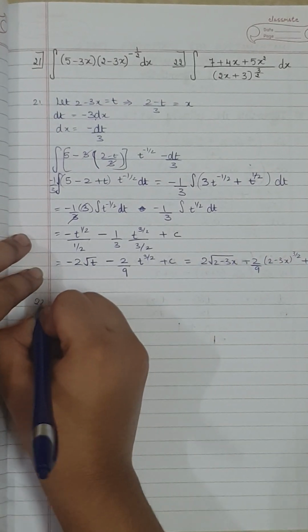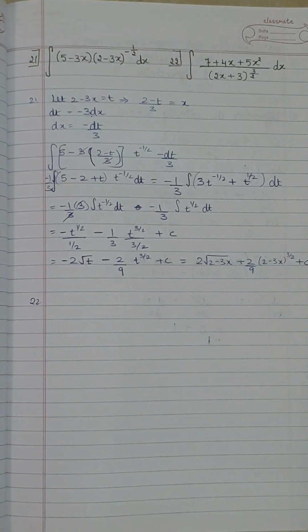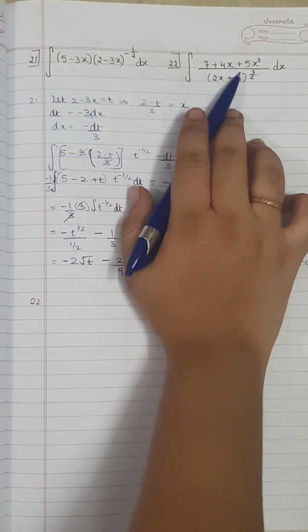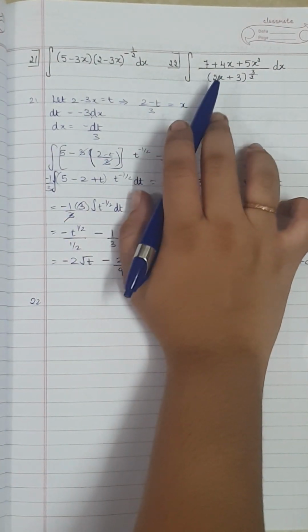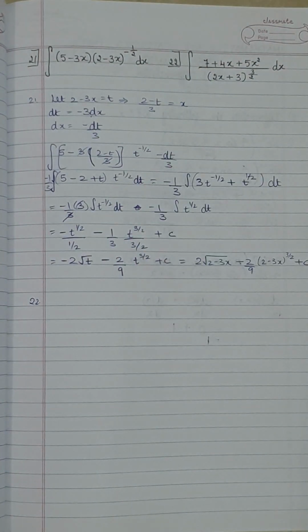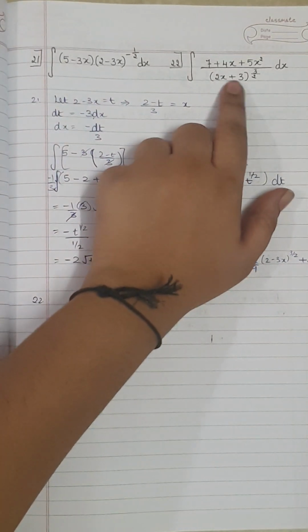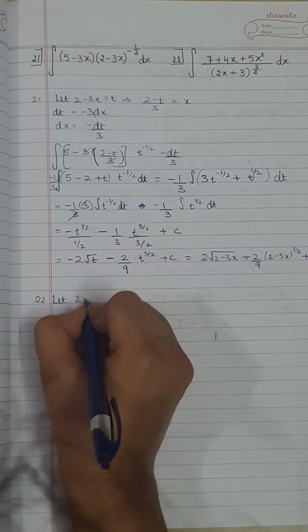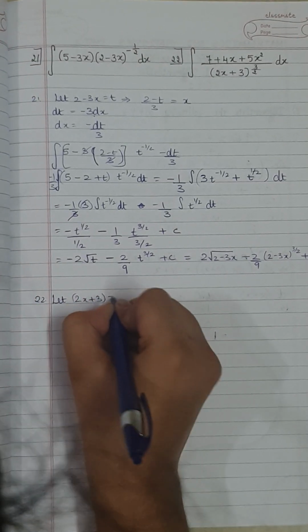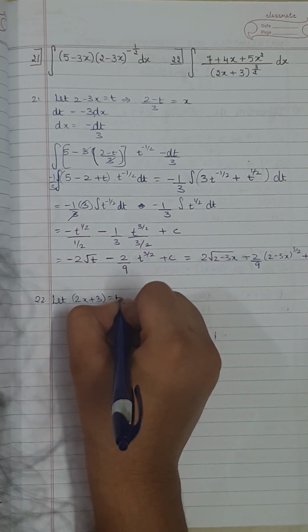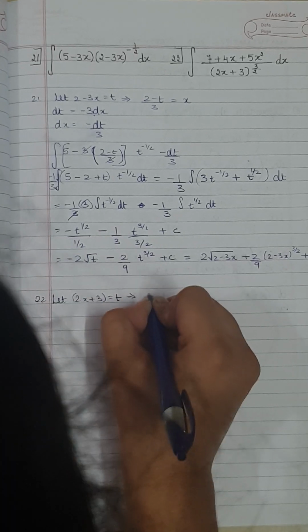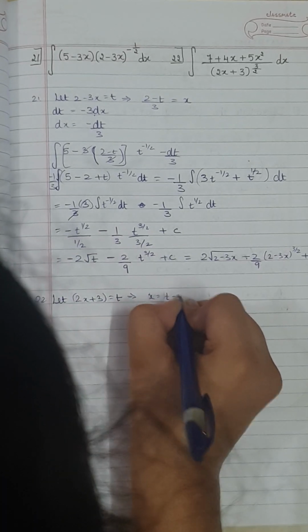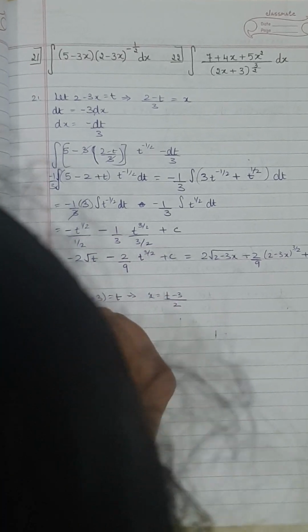Moving on to the last sub question, that is 22nd sub question. Here you have 7 plus 4x plus 5x square upon (2x plus 3) to the power 3 by 2. Now again, whatever has a complicated power, you will take that as t. So 2x plus 3 has a complicated power. Let 2x plus 3 equal to t, which implies that x will be equal to t minus 3 by 2.